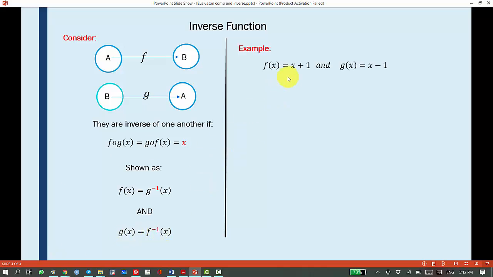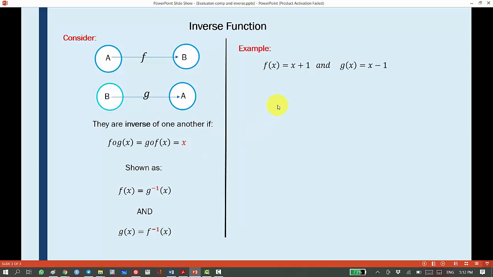Consider f of x to be x plus 1 and g of x to be x minus 1. Remember that the domain and the range of both of these functions are the set of real numbers. Therefore, this condition, that the domain of one of the functions should be the range of the other one, is satisfied. Furthermore, in order to check whether these two functions are inverse or not, we have to check this further condition here. In other words, we have to check whether the compositions of f and g and of g and f are the same.